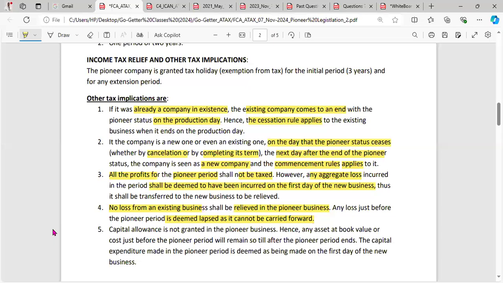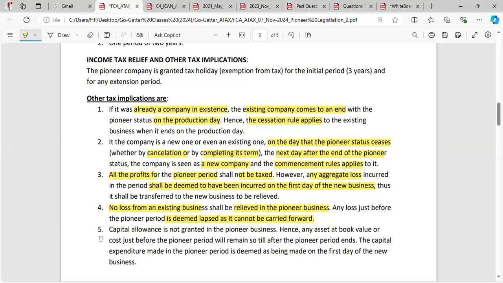Because there's something called carry forward losses. That is, if you're into business that is still ongoing, any loss you make, you carry it to the next year, and to the next year, until you have enough profits to relieve it. But because you're moving from an existing business into a pioneer business, when you are in cessation of your business, any loss cannot be carried forward because you're not going into business. Now, that loss is lost forever.